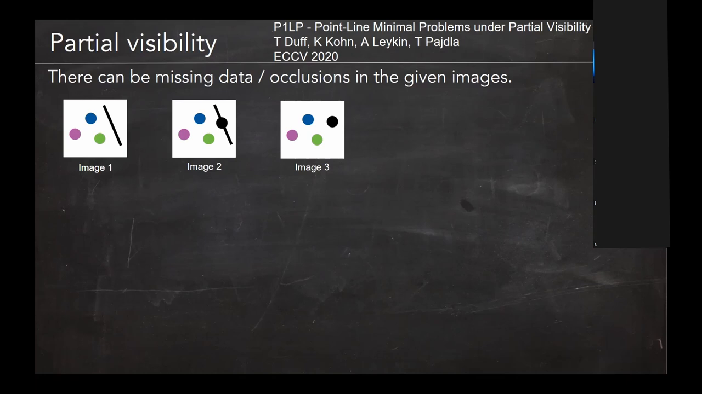So not all detectors in images are perfect. They just don't detect something, just miss it. So now the question is, what happens if we miss it? Or there may be occlusions, right? So from one view, you see it, from the other view, you don't see it.